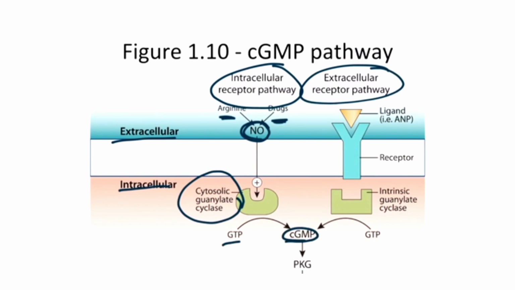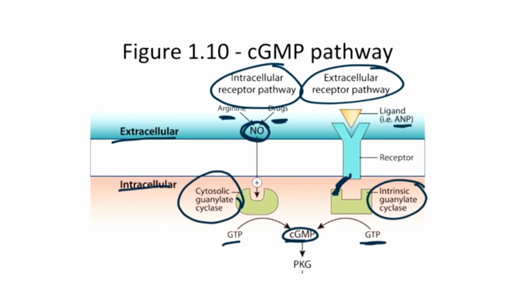In the extracellular pathway, a ligand such as atrial natriuretic peptide, or ANP, can bind to the associated receptor. In this case, ANP would bind to the ANP receptor. The receptor is directly associated with guanylate cyclase, so we call this an intrinsic guanylate cyclase. So it may be best to depict this as if these are somehow connected. This enzyme performs the same function as cytosolic guanylate cyclase, which converts GTP into cyclic GMP.